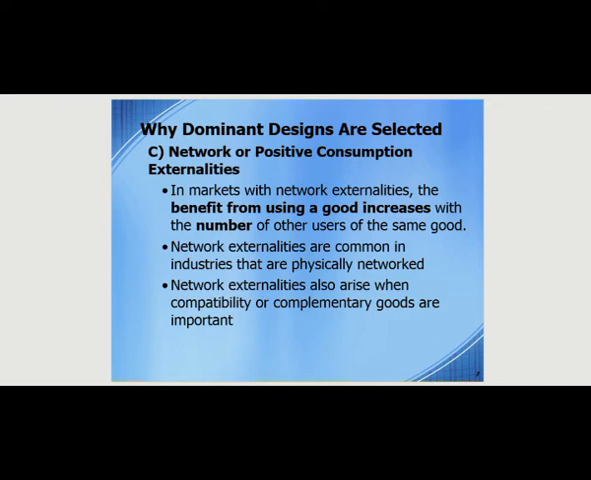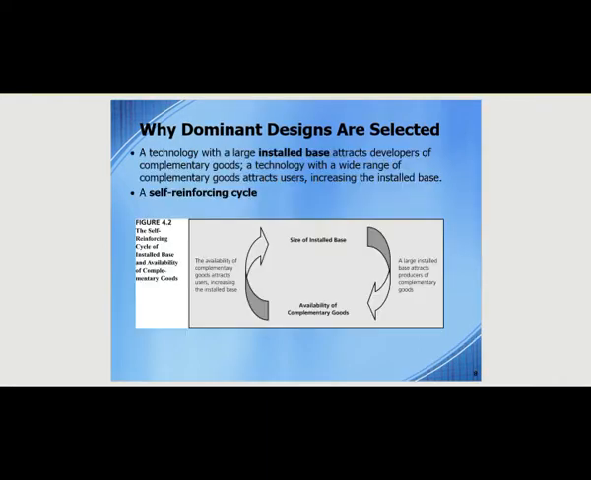For example, many people choose to use Windows in order to maximize the number of people their files are compatible with and the range of software applications they can use. A technology with a large installed base attracts developers of complementary goods. A technology with a wide range of complementary goods attracts users, increasing the installed base. And this is the self-reinforcing cycle.